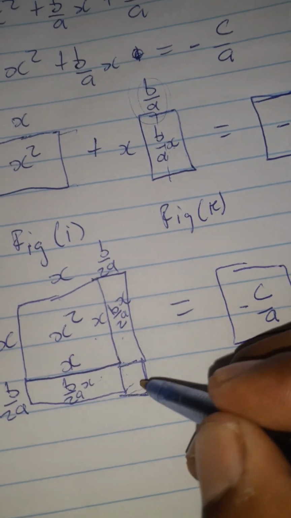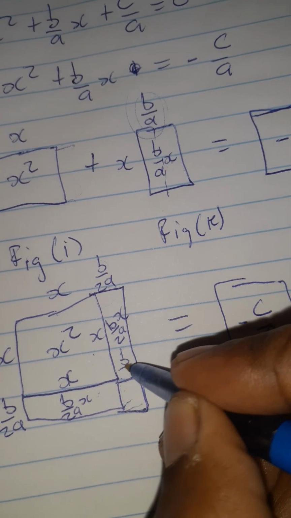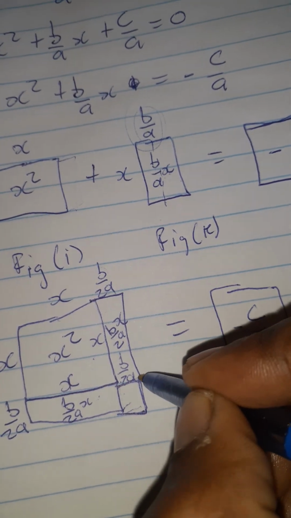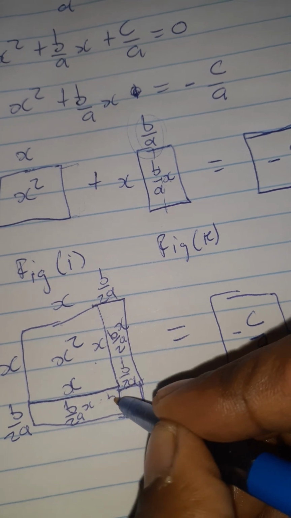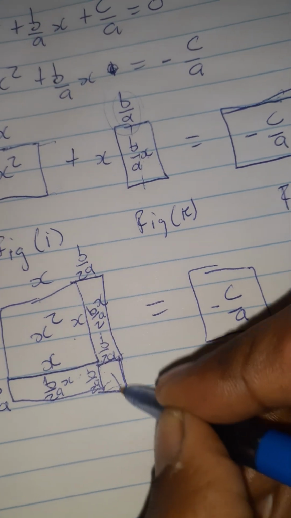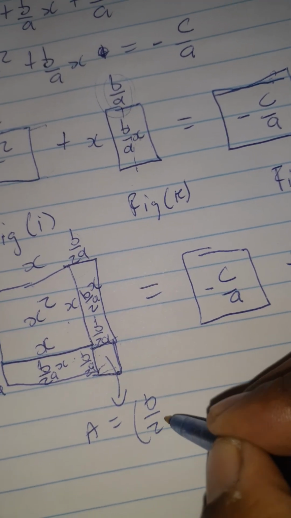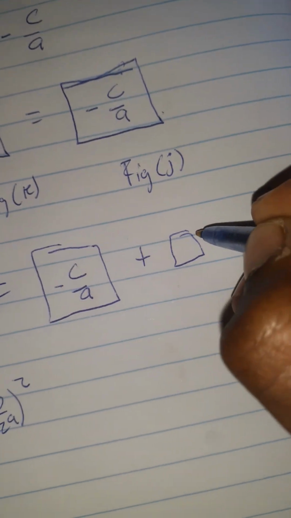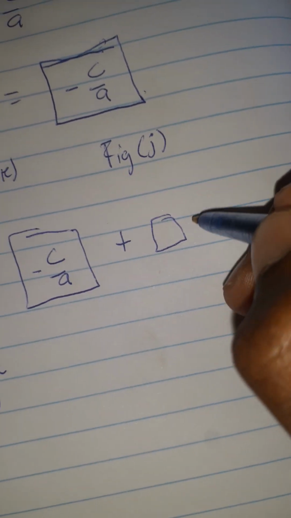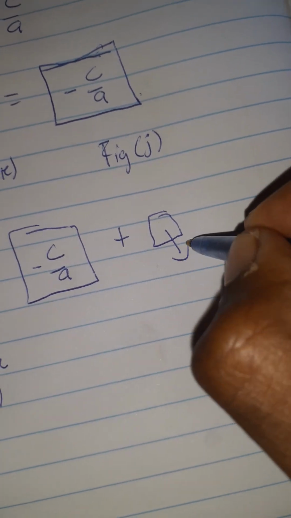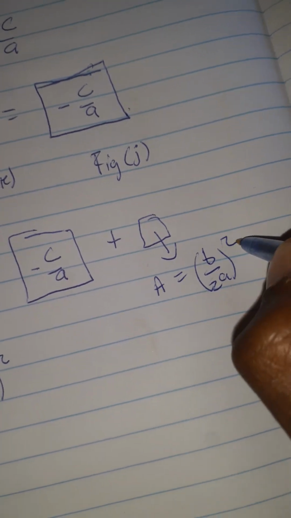Now here our breadth is b all over 2a, since the breadth hasn't changed for this rectangle, and this side is equal to this side, so it's going to be b all over 2a as well. So the area here is going to be b all over 2a squared, and the area here, we added the exact same figure to this side, so the area is going to be b all over 2a squared as well.